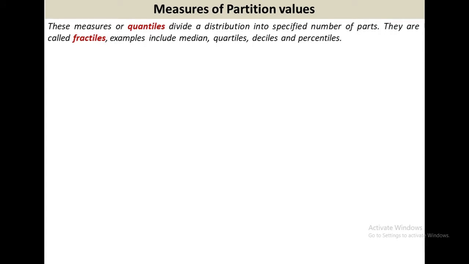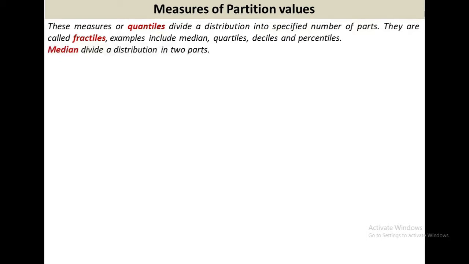Measures of partition value. Because the sample range is a biased and inefficient estimate of the population range, being sensitive to extremely large and small measurements, alternative measures of dispersion may be desired. Just like median, one can also define other measures which are also known as quantiles or measures of partition value. Measures of partition are measures that divide a distribution into a specified number of parts. They are also known as fractiles, such as median, quartiles, deciles, and percentiles.